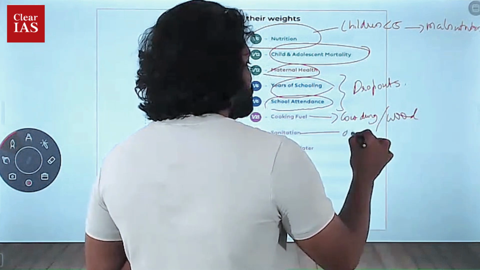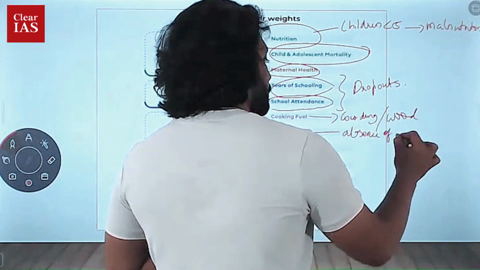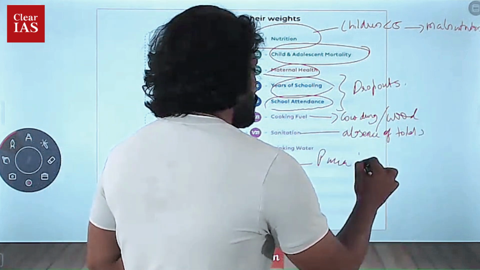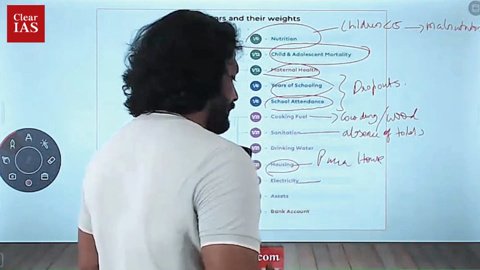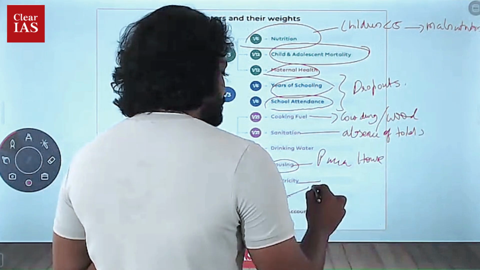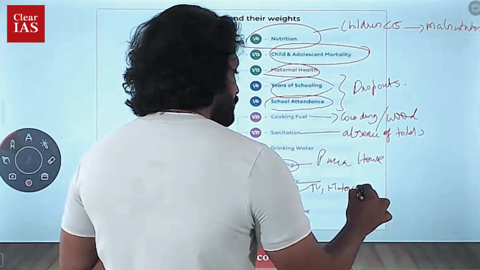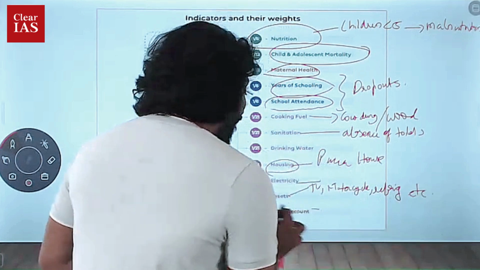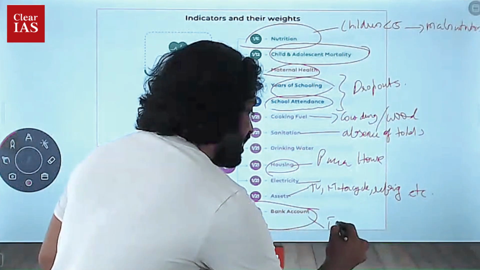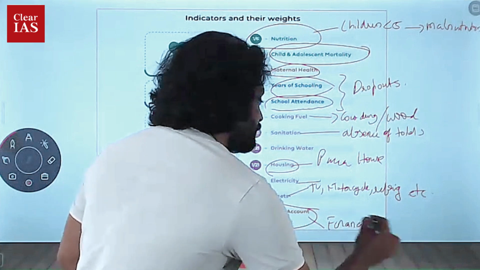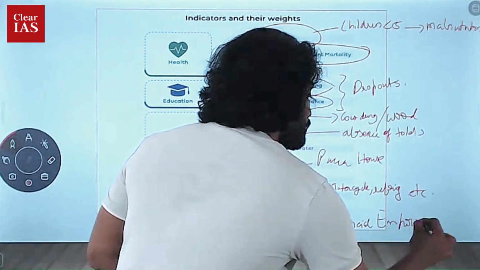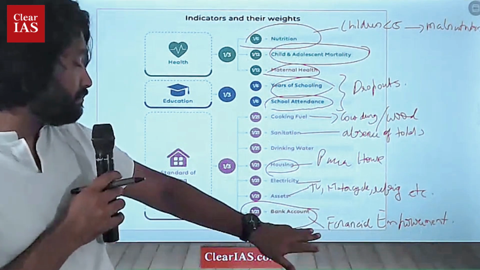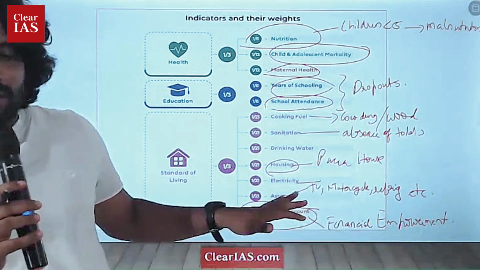Sanitation, absence of sanitation, toilets, drinking water availability, housing, pakka house. Absence of electricity. Assets. In assets also there are many things: TV, motorcycle, refrigerator, etc. Then bank account, very, very important. Empowerment, financial empowerment, measuring of financial empowerment. This is actually absent in UNDP's multidimensional poverty index. Yes, it is present in the national one.